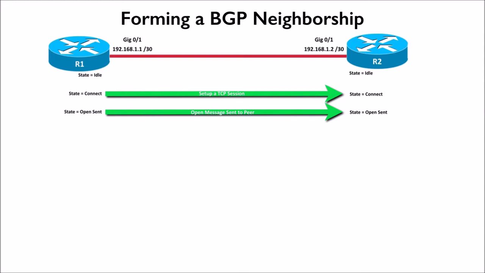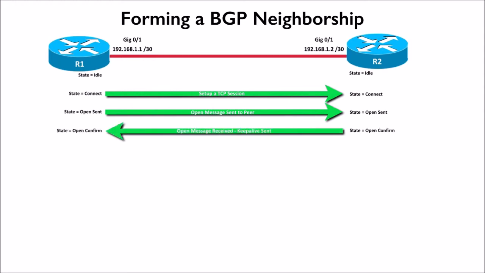R1 is sending an open message to R2, suggesting that they become neighbors. And inside of that open message, R1 is sending R2 information about itself. And I'll show you in just a few moments the specific information in an open message. In this example, R2 receives the open message from R1, and it sends an open message of its own back to R1. Now these routers can be in the open confirm state, but we're not fully a neighbor yet.